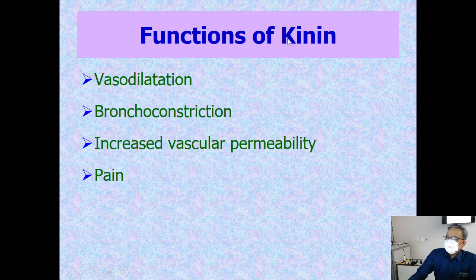So, what the important functions are is all you need to remember. You can say everything of anaphylatoxin with one extra, which is pain. Pain is also there with bradykinin. Bronchoconstriction is again important because asthma is an important disease.